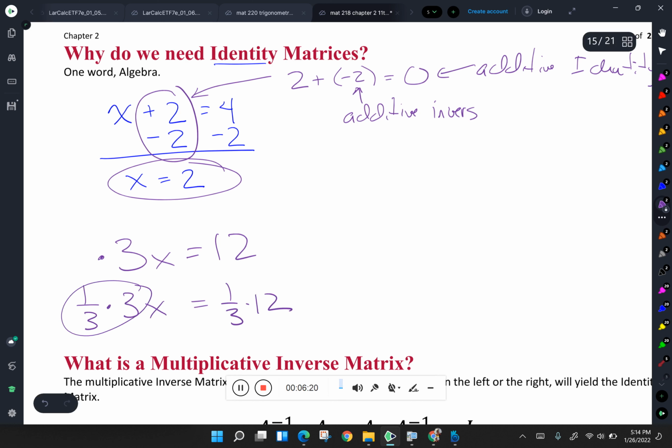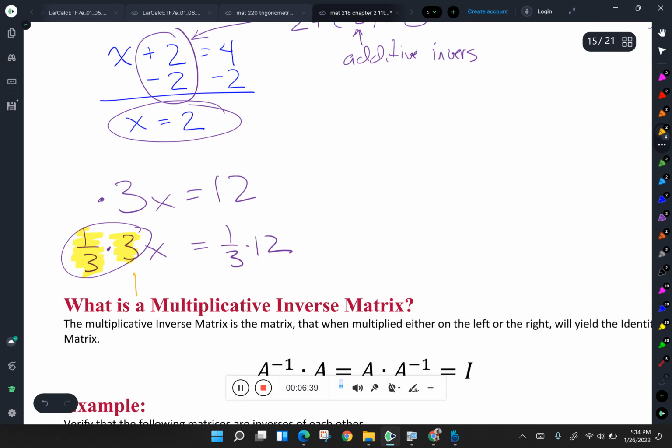And the 3 times the 1/3, well, under multiplication, 1/3 is the multiplicative inverse. And when you multiply a number, in this case 3, by its multiplicative inverse, the answer that you get is the multiplicative identity, or 1x. But we never write the 1, right? And then 1/3 times 12 would be 4. And then we've got our solution to our algebra.